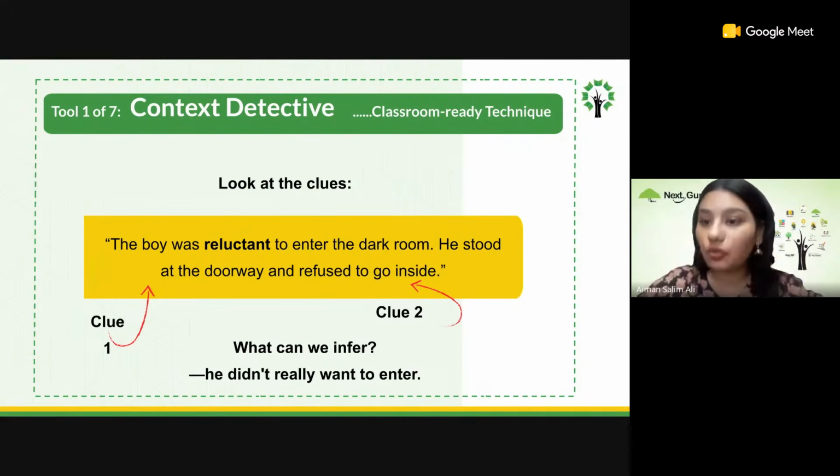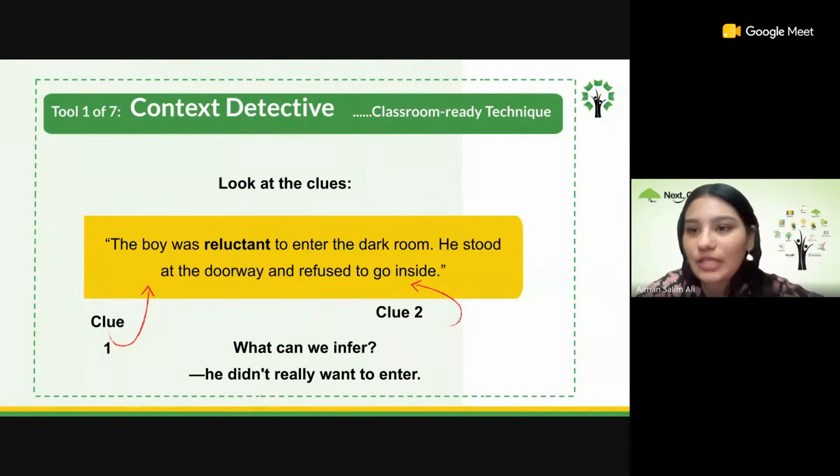Now, I'm going to pause here. I'm going to ask you as teachers if you have applied this technique in your classrooms or not, or what you think about this technique. I'm going to wait for 10 seconds in the chat box. I'm also going to invite somebody to speak. Yes, Sajida. Go ahead.